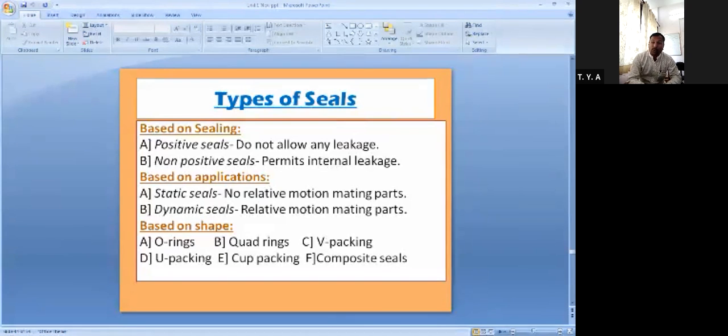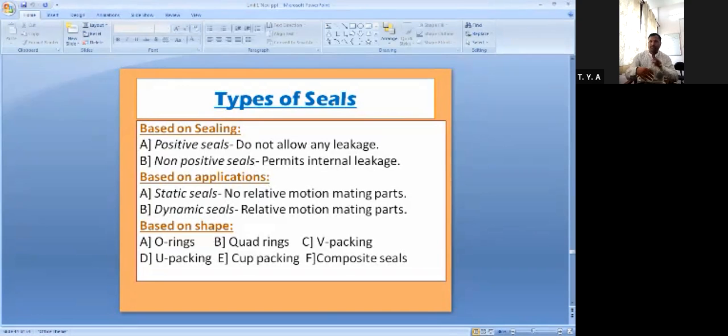So first are the O-ring seals, then cord seals, V packing seals, then U packing seals, cup packing, then composite seals. Once again I am repeating: O-rings, cord ring seals, then V packing, then cup packing, then U packing, and the last one is the composite seals. Getting it? So some important types of seals we'll discuss here.